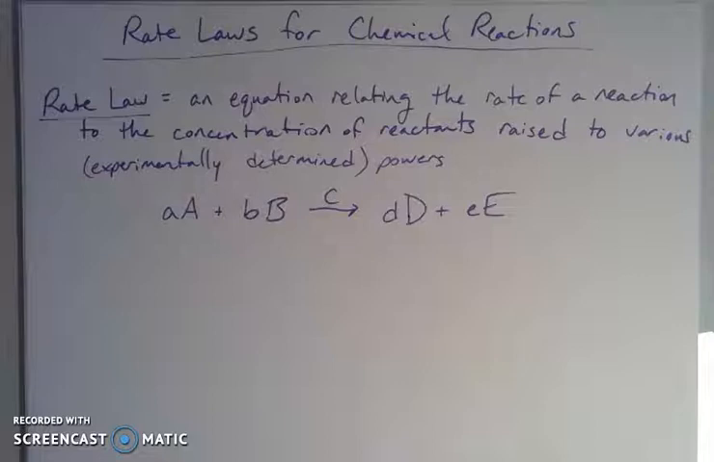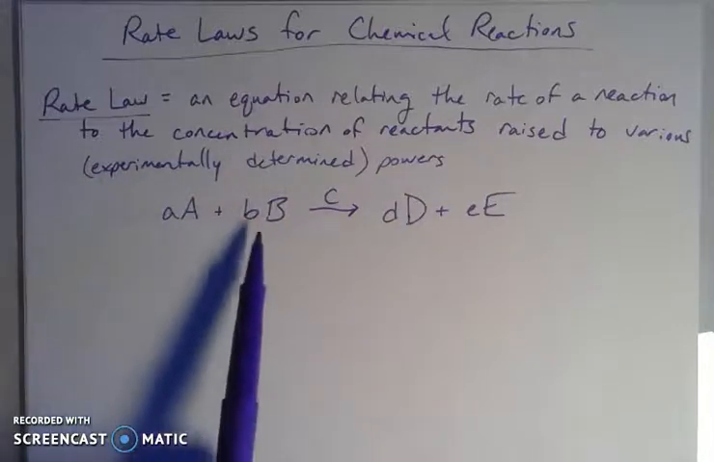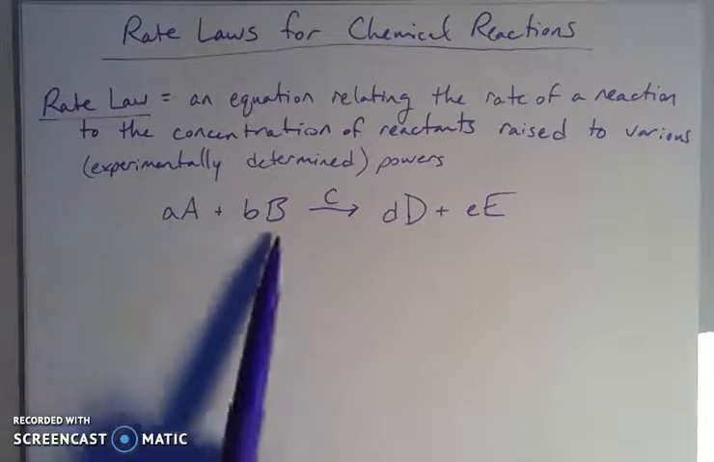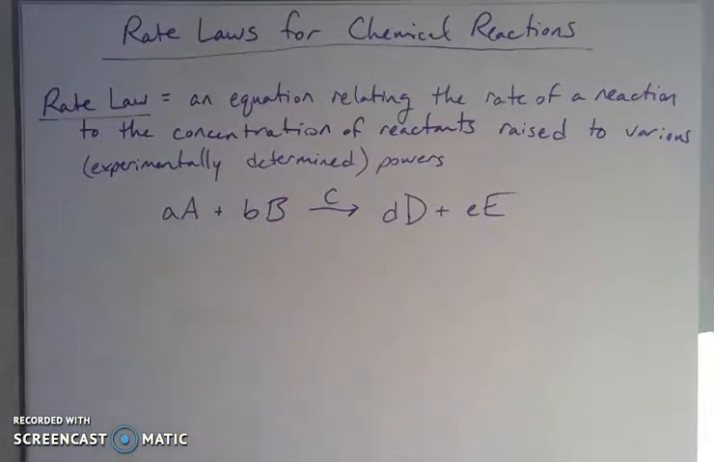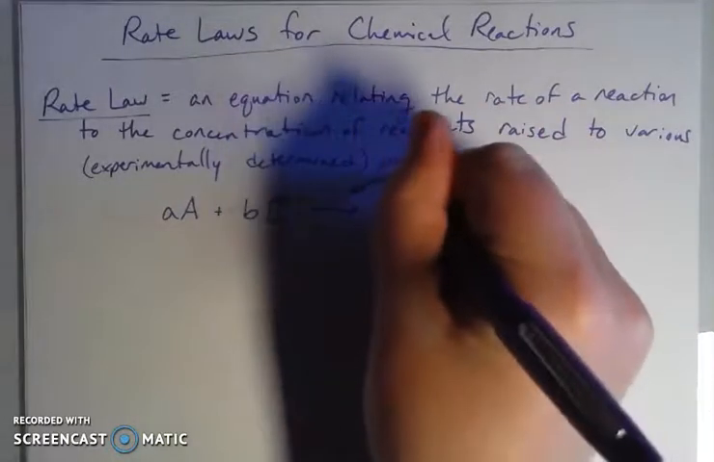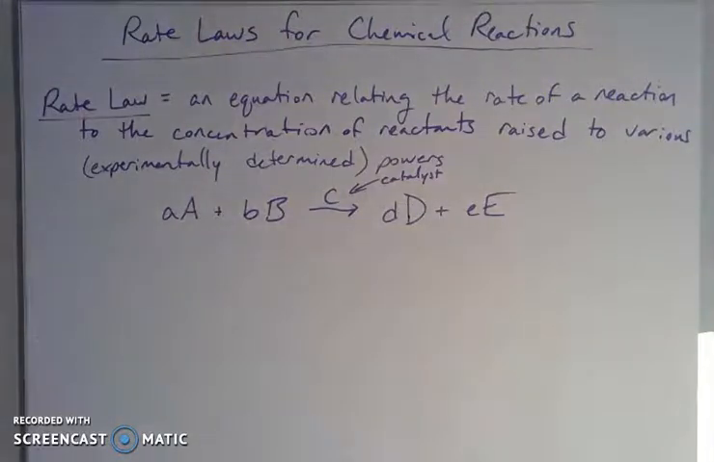So if we have a generalized expression that looks like this, the lowercase letters are my coefficients, these molar quantities that balance out this chemical reaction. And then my uppercase letters are my chemical species, and let's call C here my catalyst. And remember that a catalyst is a chemical substance that speeds up a chemical process but is not itself used in the process. So C is my catalyst here, if there is one in the process.